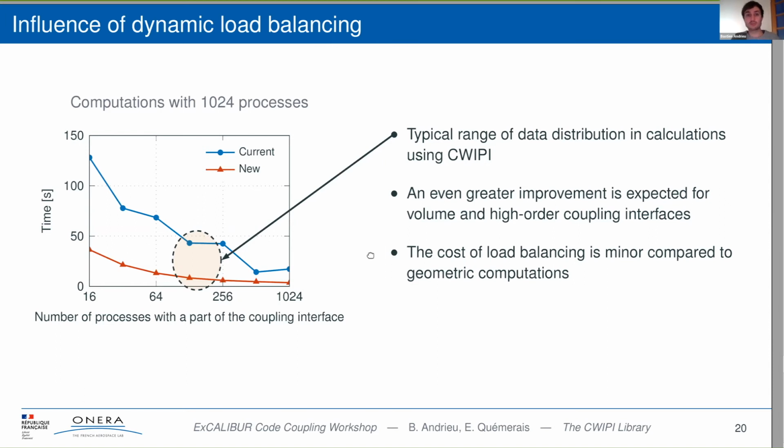We expect to see an even greater acceleration for more complex examples using, for example, volume or high order coupling interfaces. And actually, the load balancing induces very little overhead compared to the costs of the whole computation. So I believe this is the way to go.